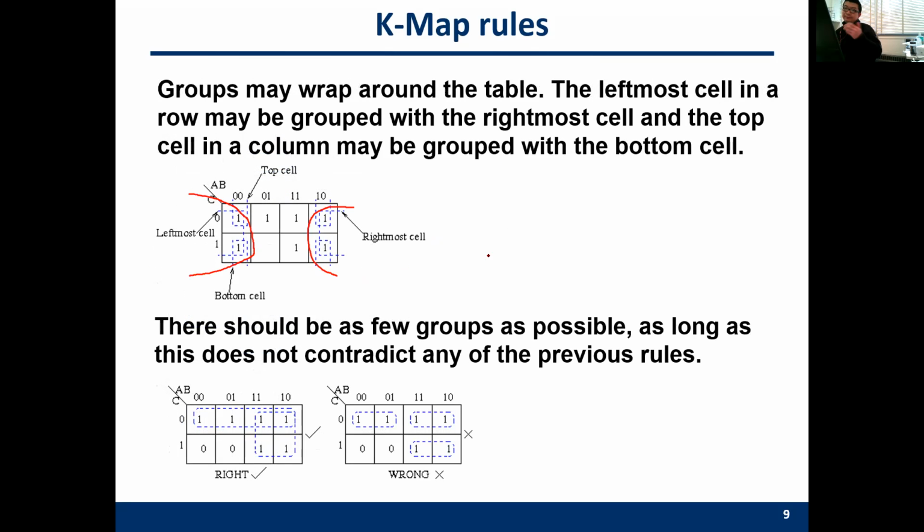And here, the rightmost cell can be in the same group as the leftmost cell. And the top cell, for example, if you have a 1 here, of course you can group them into one group, and you can also view them as this in this case. And we should have as few groups as possible. If you can use 2 groups to cover them all, you shouldn't use 3.